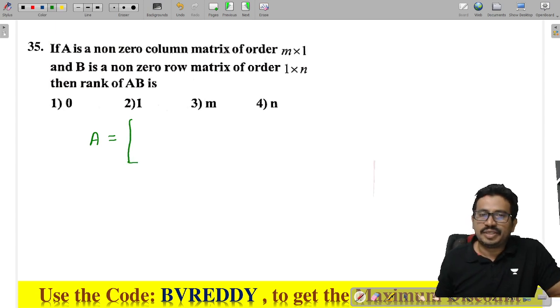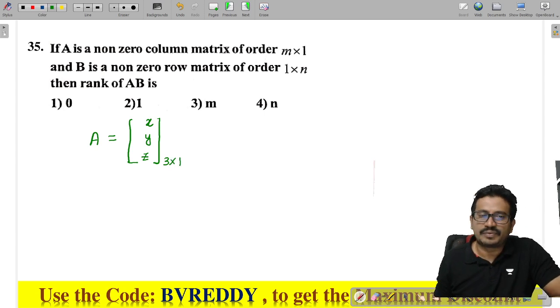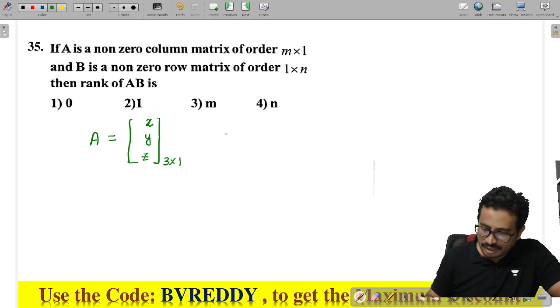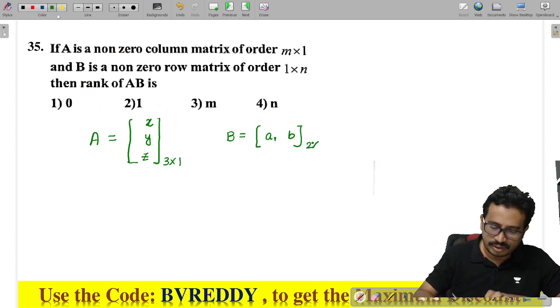So it has m rows. Let us consider it as x, y, z. For understanding purposes, we have taken this as a 3 cross 1. And B is a row matrix. Let us call this A, B, which we have taken as 1 cross 2.